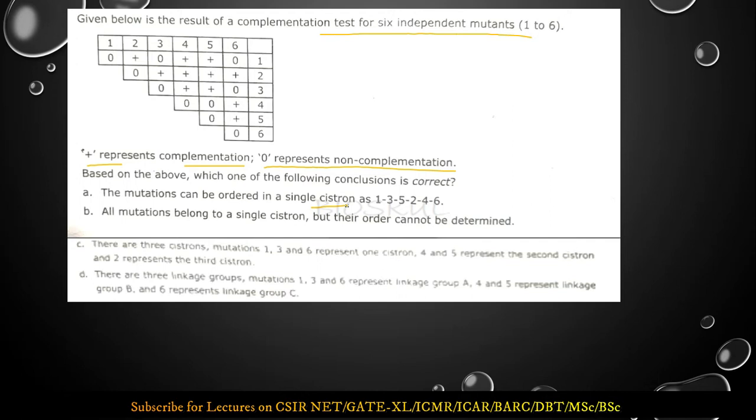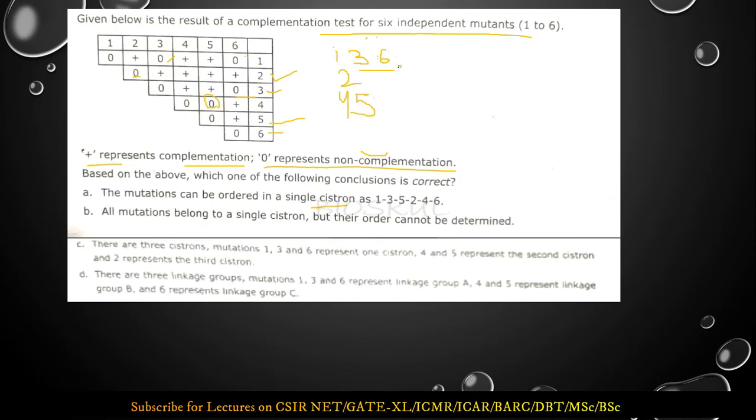Complementation group or non-complementation for 1. So 1 shows non-complementation with 3 and 6. Let's write it down. Now coming to 2, it shows non-complementation with itself. That means 2 alone forms a complementation unit or cistron. 3 forms non-complementation with 6, which we have already written. Then 4 shows non-complementation with 5. So what did we get here?